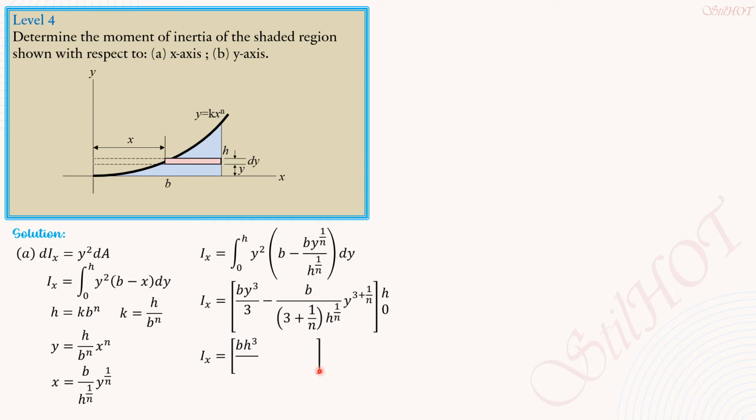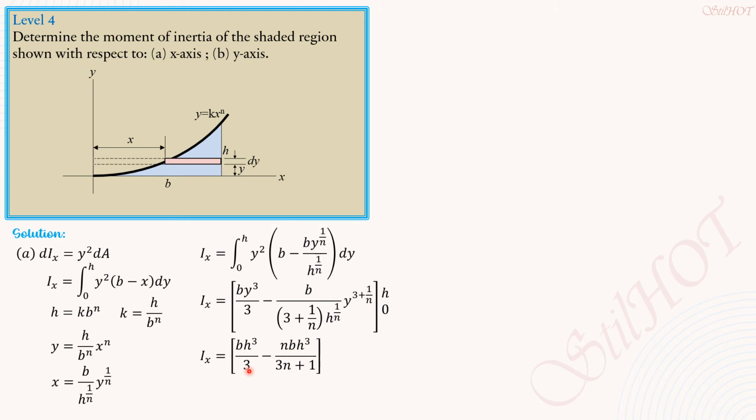So Ix equals bh cubed over 3 minus nbh cubed over (3n plus 1). So again, after we substitute the upper limit, h cubed times h to the 1 over n, we cancel out h to the 1 over n. So there is h cubed here. Simplifying this is (3n plus 1) over n. So the denominator n is now in the numerator by algebra.